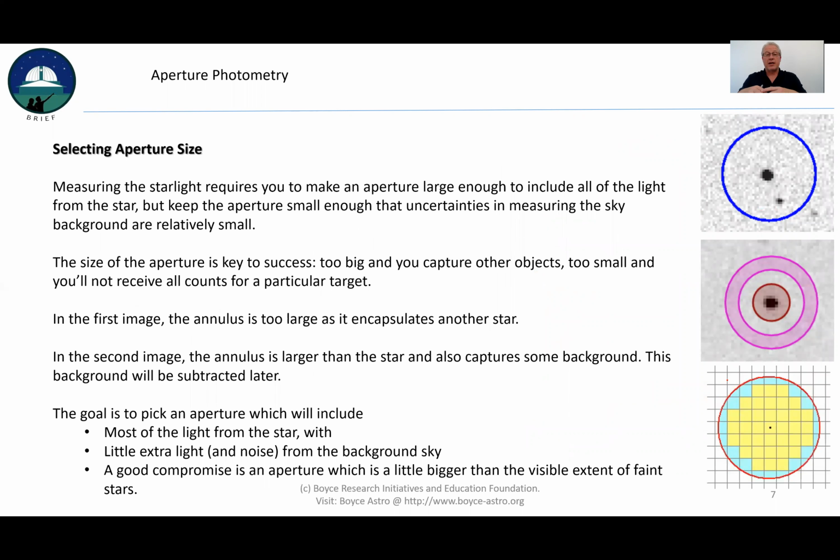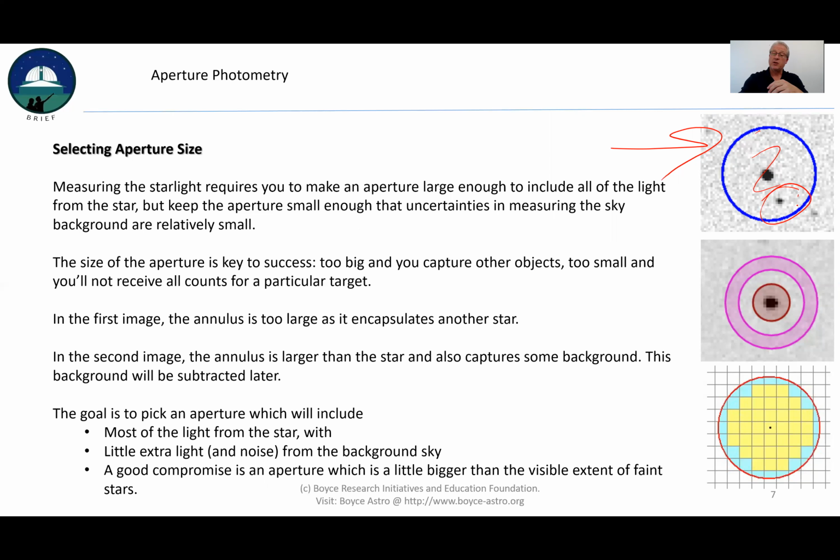Selecting the aperture size. The starlight requires you make an aperture large enough to include all of the light from the star, but small enough not to have uncertainties. In this example here, we have another star which is biasing the information inside the aperture. That would be too large. The size of the aperture is the key to success. Too big, you capture other objects. Too small, you don't receive all the counts that include the target and the sky background.